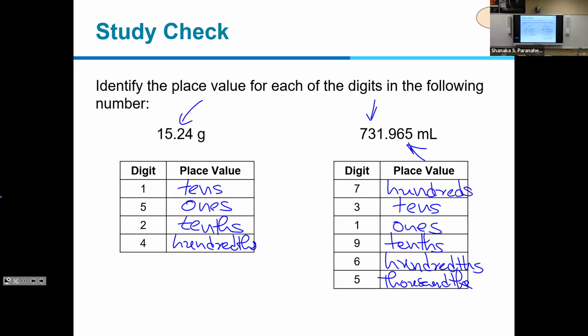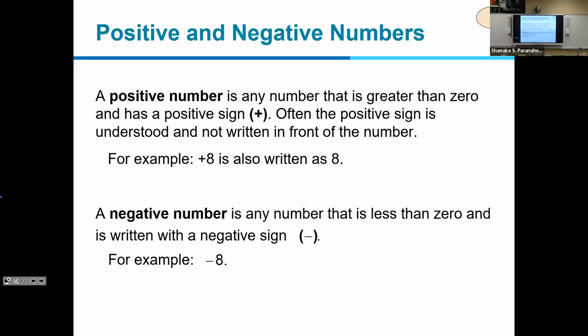Okay, so next one is positive and negative numbers. Normally when the number is a positive number, we don't write the symbol, but if the number is a negative number, we place the negative symbol in front of the number. That's how we recognize positive and negative numbers.